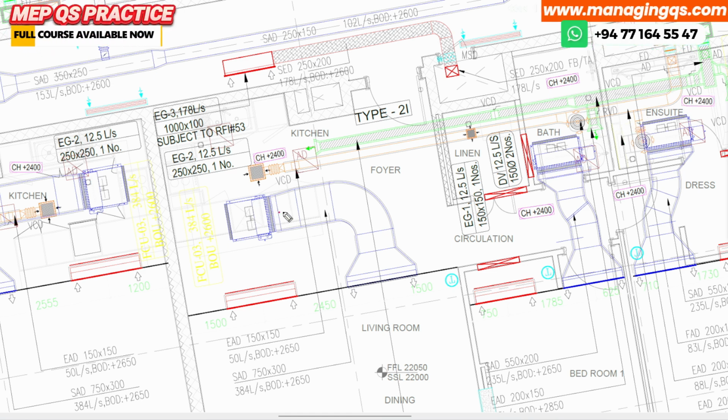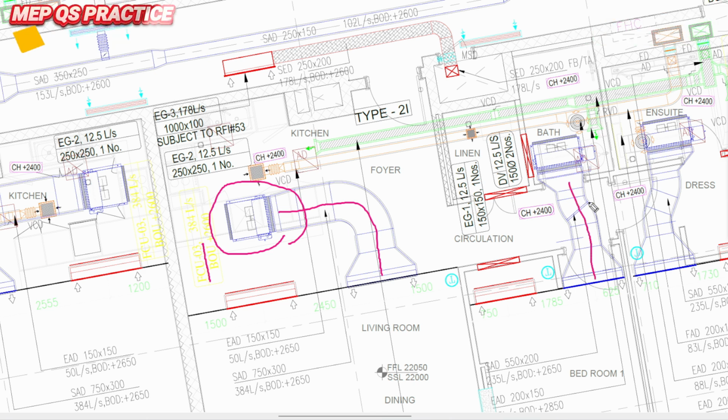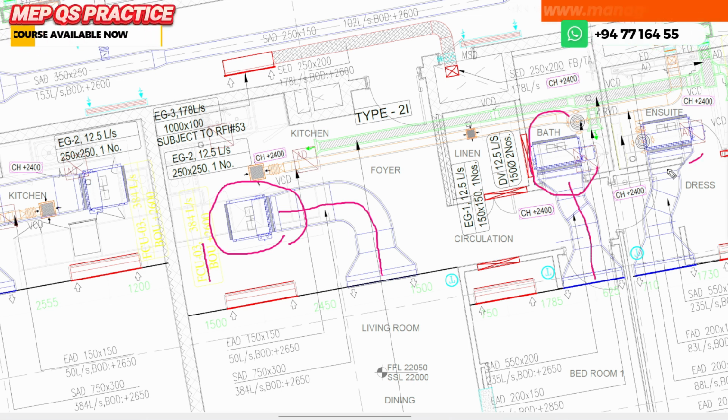You can see here there's a small duct portion. It's only connected with these FCUs. You can see FCU number 3. The same concept, it's a small portion, and it's only connected with this FCU.